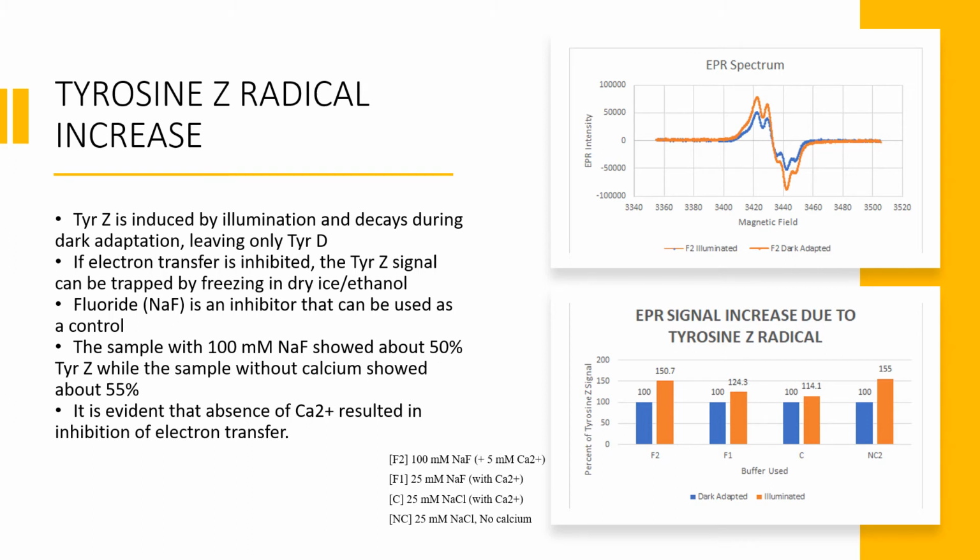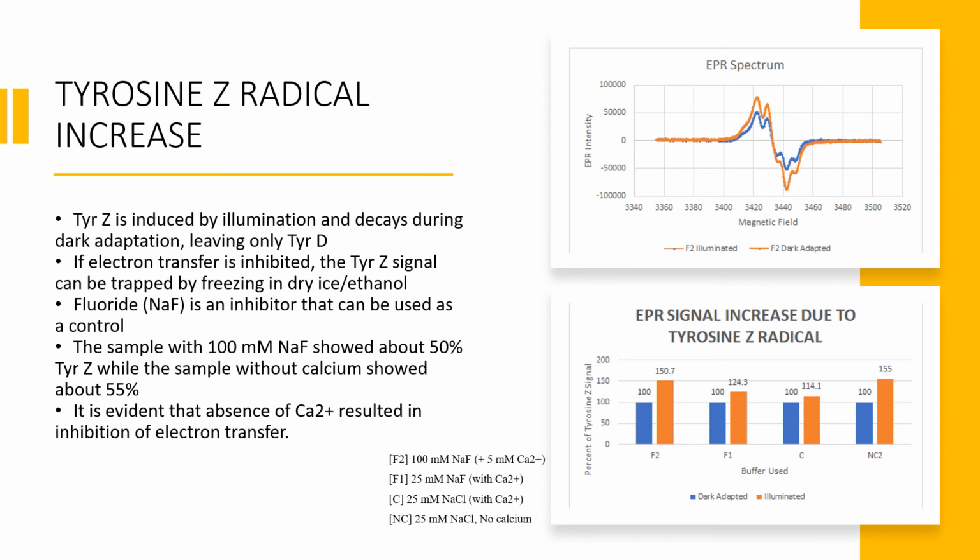Taking a look at the graphs, the top graph shows spectra for a sample with 100 millimolar concentration of fluoride, and it compares it when illuminated and when dark adapted. Since we know that only the tyrosine D radical is present after dark adaptation, we know that the increase in signal is tyrosine Z. By comparing the peak heights, we were able to measure the increase in tyrosine Z signal.